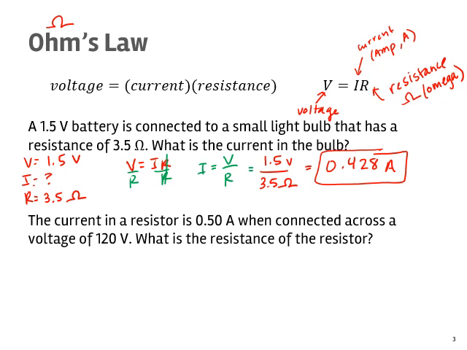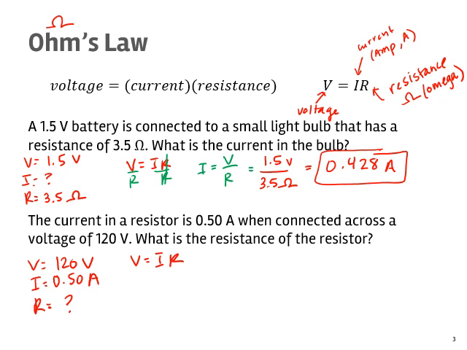For our next problem, the current in a resistor is 0.50 amps when connected across a voltage of 120 volts. What is the resistance of the resistor? So we will be solving for ohms in this case. V equals IR is our formula. The voltage is 120 volts. It gives us amps or a current of 0.50 amps, and we're asked to solve for resistance.